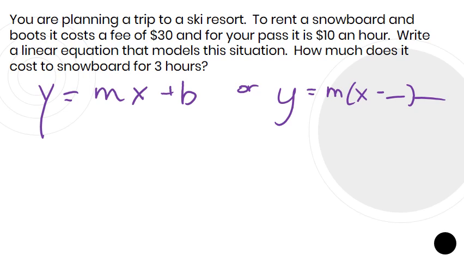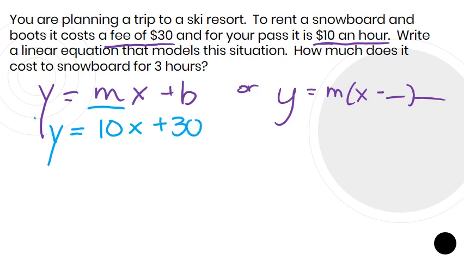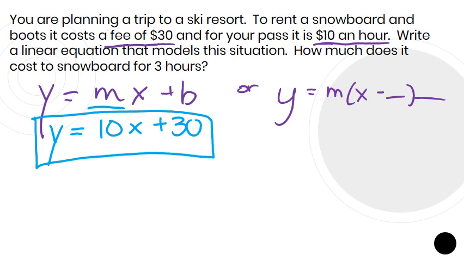So in this particular example, the rate is $10 an hour. I have a base fee of $30. Base fee means that's a good starting point. So I'm going to use slope-intercept form. So y equals, my rate is 10, and my starting value is 30. So this would be my linear equation.